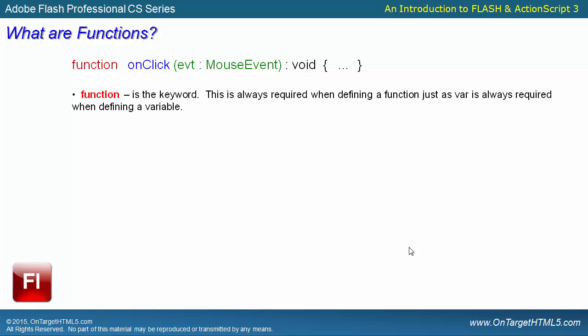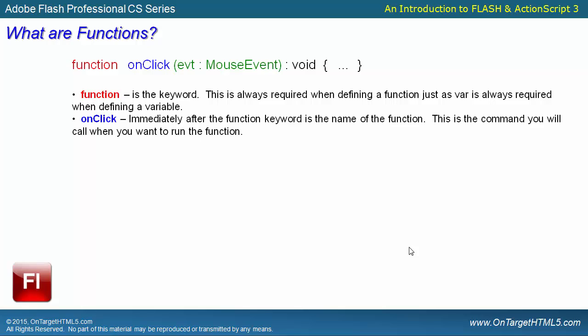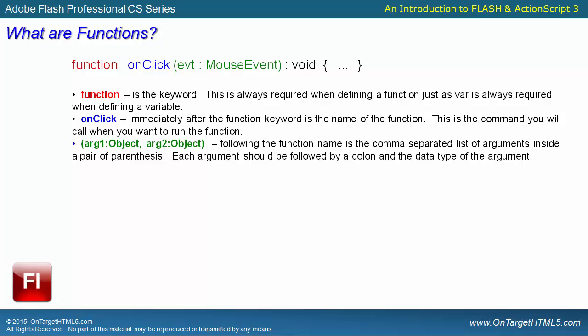So function is the keyword. It's always required when defining a function, just as var is always required when defining a variable. The onClick immediately after the function keyword is the name of the function that I've given it. This can be anything I want. This is the command that I'm going to use when I want to call or run that function from inside my program. Then I've got a couple of arguments. Argument 1 is an object, and argument 2 is an object.